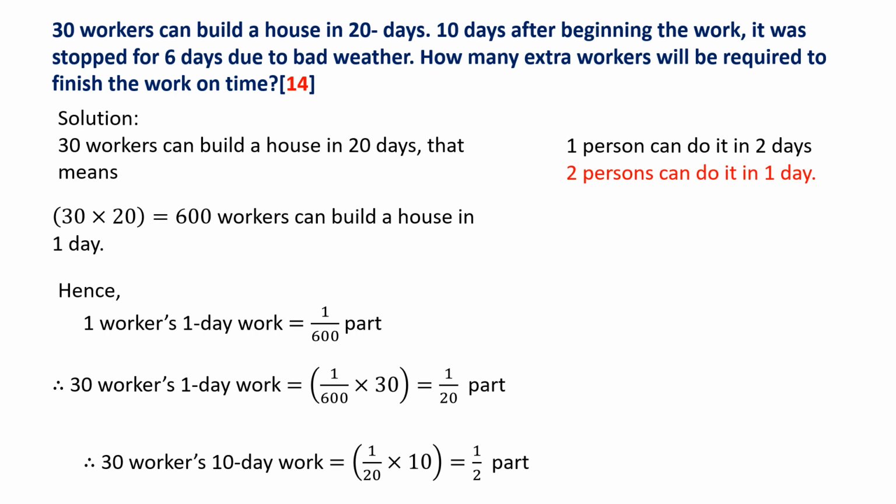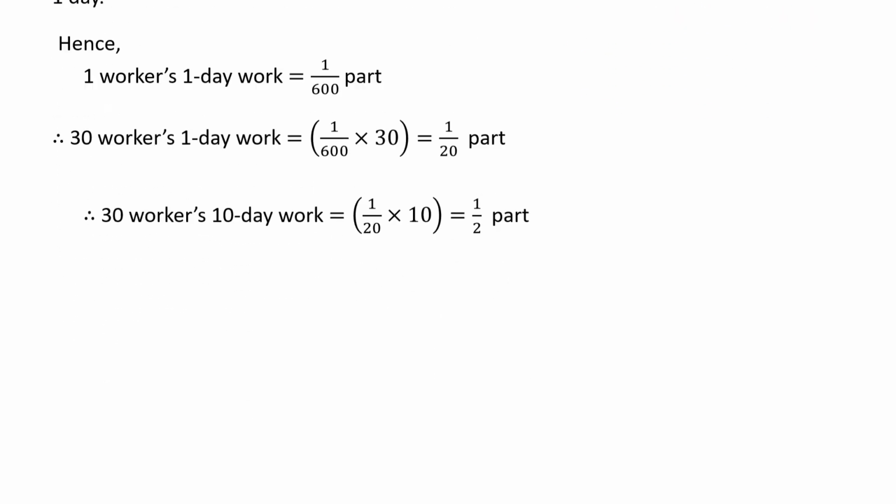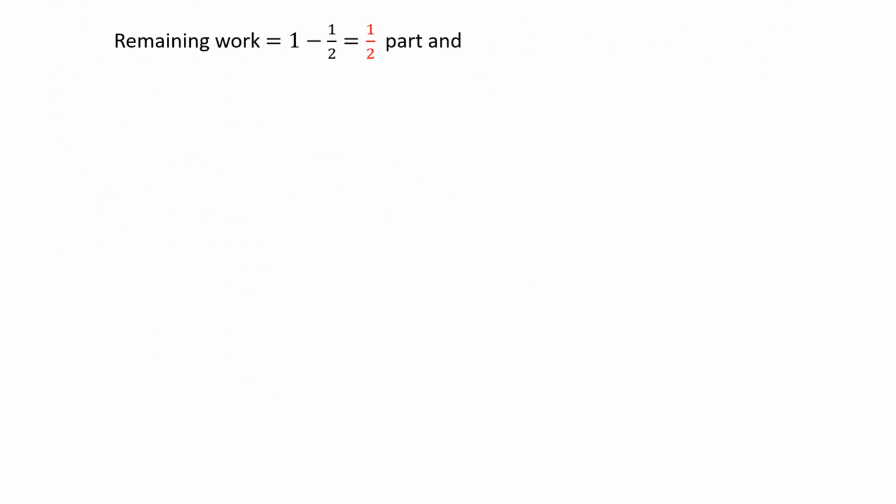After 10 days after beginning the work, it was stopped for 6 days, right? It was stopped for 6 days. So the remaining work is 1 divided by 2 part, and the remaining days are 20 minus 10 days, and 6 days it was stopped. So we need to subtract 10 plus 6 from 20. That means we have 4 days to complete 1 by 2 part, or 50% of the work.